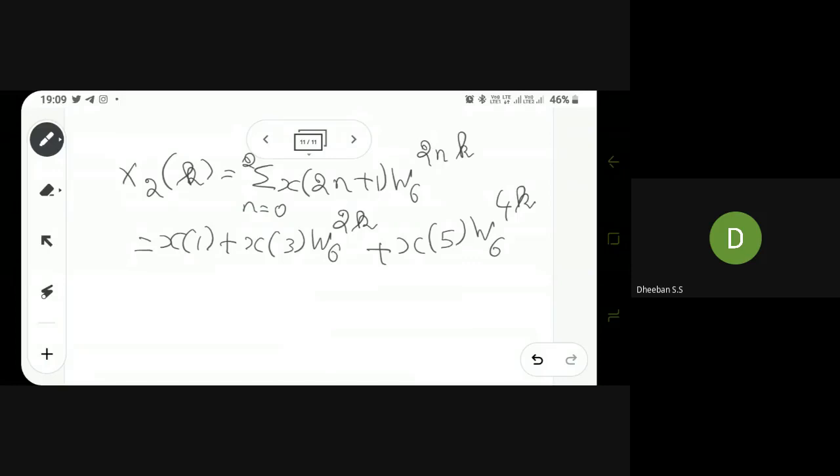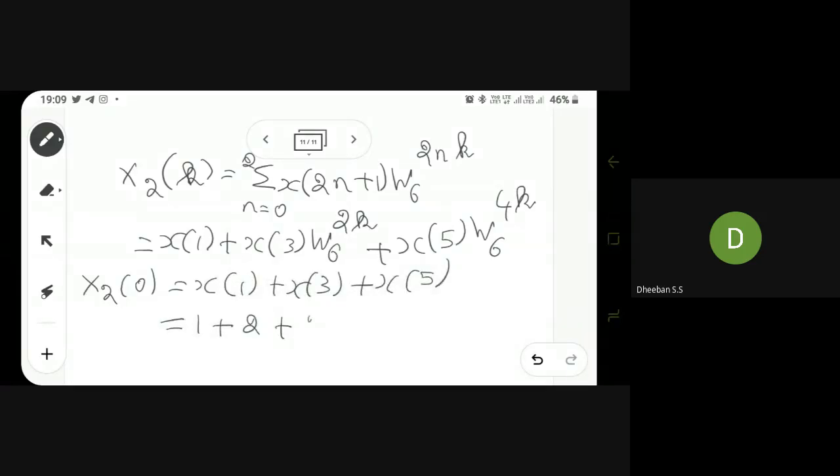Okay, because I am putting n value 1, it means n equal to 0, everything will be 0. If it goes up to 2, the intermediate value is 1, so you'll be getting up to the 1. So now your x2 of 0 value will be x of 1 plus x of 3 plus x of 5, and this contributes to 1 plus 2 plus 2, which is equal to 5. So x2 of 0 will be equal to 5.